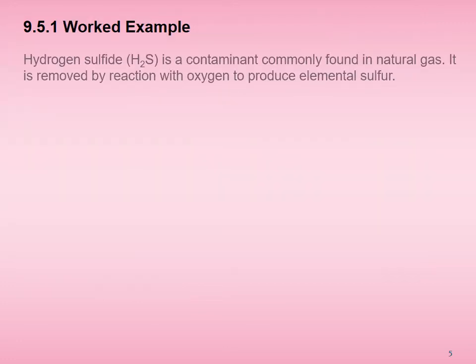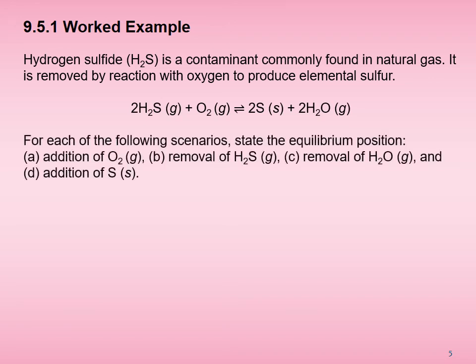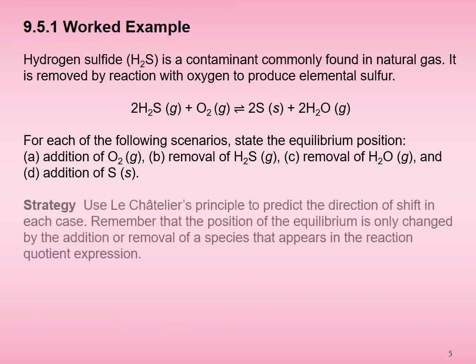Here is an example. Hydrogen sulfide, H2S, is a contaminant commonly found in natural gas. It is removed by reaction with oxygen to produce elemental sulfur, as shown in the equation. For each of the following scenarios, state the equilibrium position for A. Addition of oxygen, B. Removal of H2S, C. Removal of H2O, and D. Addition of S. Strategy: Use Le Chatelier's principle to predict the direction of shift in each case.